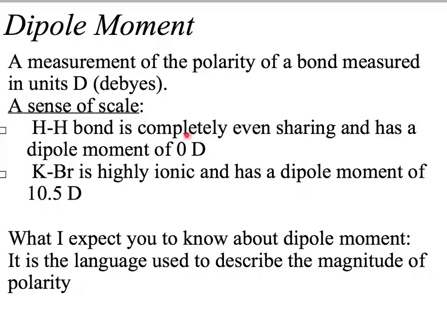So a perfectly zero dipole moment would be a hydrogen-hydrogen bond, completely even sharing, no dipole moment, so no partial charges anywhere. And then if we go way to the other extreme, something like potassium bromide, it's highly ionic, and it has a very large dipole moment of 10.5 D. So what do I expect you to remember for dipole moment? It's just the language that we're going to use to describe the magnitude of polarity, and I want you to be familiar with that language.